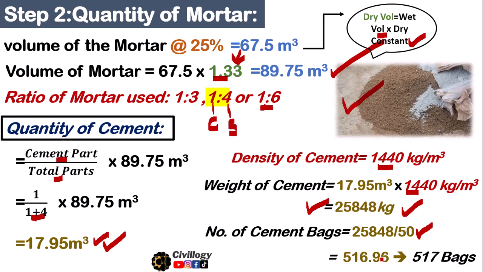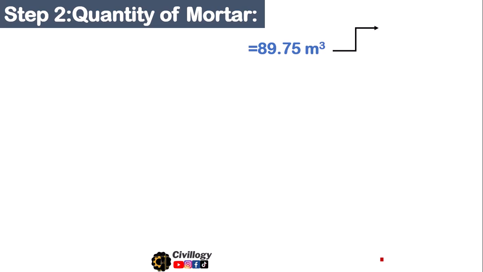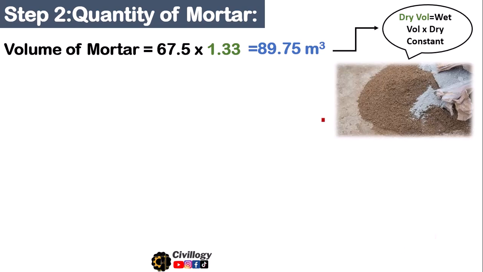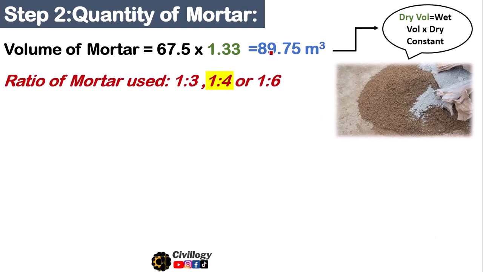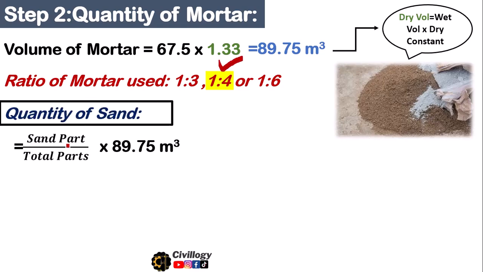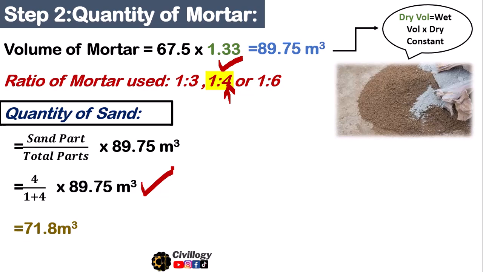Now coming towards the calculation of sand, the volume has already been calculated, which is the dry volume obtained by multiplying by the dry constant. We got the value 89.75 cubic meters, and the ratio we have assumed here is 1:4. Using the similar formula, sand part divided by total parts, where the part of sand is 4, we put 4 divided by the sum of the ratio and multiply it by the dry volume. We get the quantity of sand, which comes out to be 71.8 cubic meters.